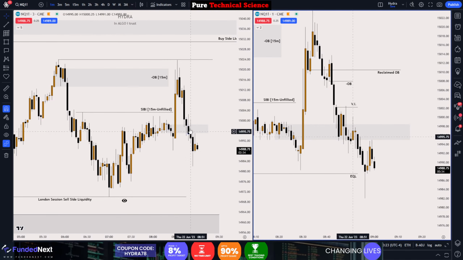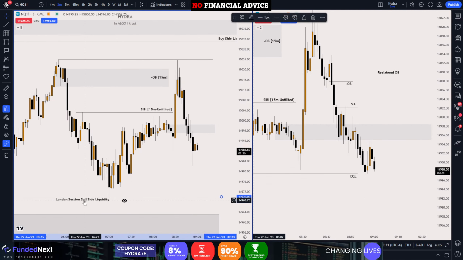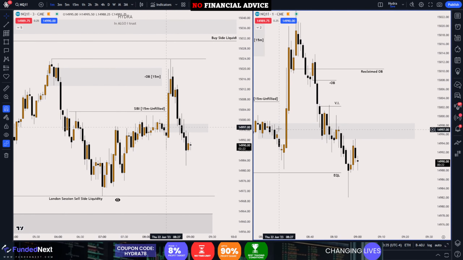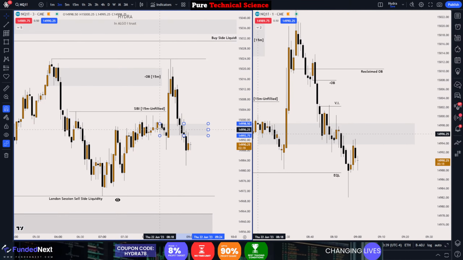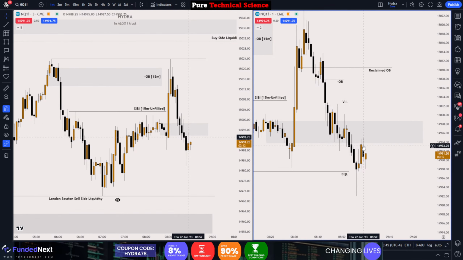This is going to be working as a last line of defense, this breaker block, for me to expect aggressive delivery towards this low, this London session sell side liquidity. And as you can see from the 3-minute breaker block, let me mark it clearly, correctly. Okay, it's there. As you can see, small little retracement. That's what you like to see. That's what you want to see in a high probability breaker block.